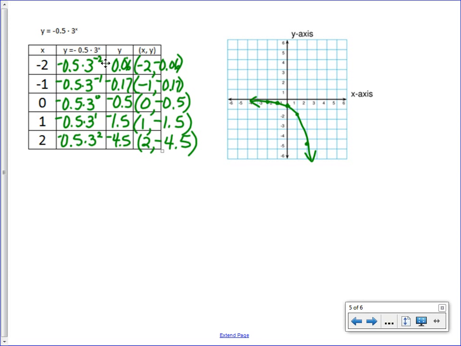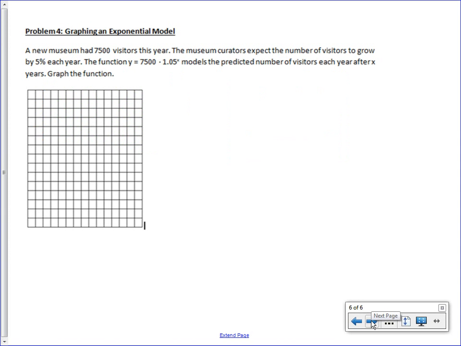It will continue, y will continue to get smaller and smaller. All right, in our last problem for this lesson, we're going to graph an exponential model. A new museum had 7,500 visitors this year. The museum curators expect the number of visitors to grow by 5% each year. The function y equals 7,500 times 1.05 raised to the x power models the predicted number of visitors each year after x years, and graph the function.